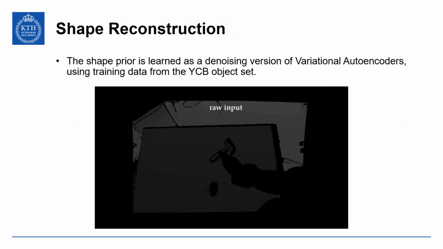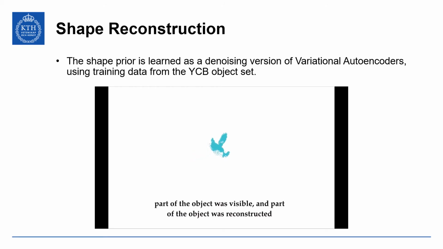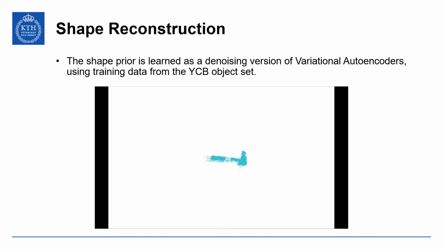The first step in our system is shape reconstruction. We use a denoising version of variational autoencoders trained using data from the YCB object set to learn the shape prior of a set of object classes such as hammers, spoons, spatulas, etc.